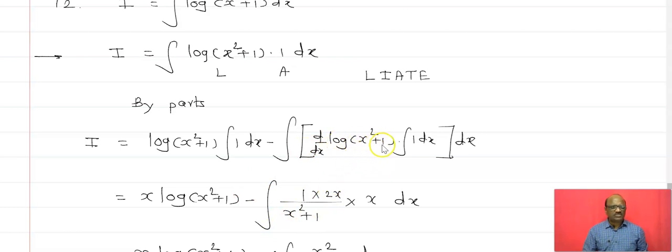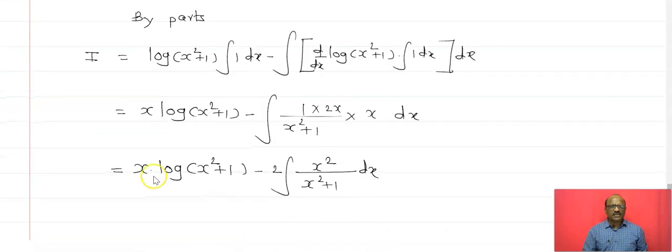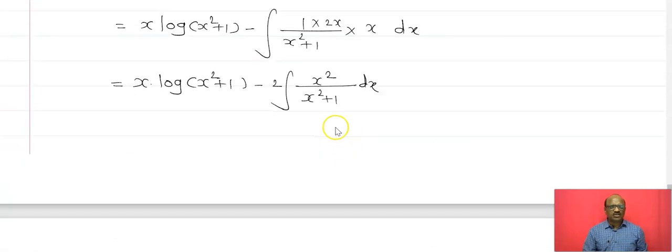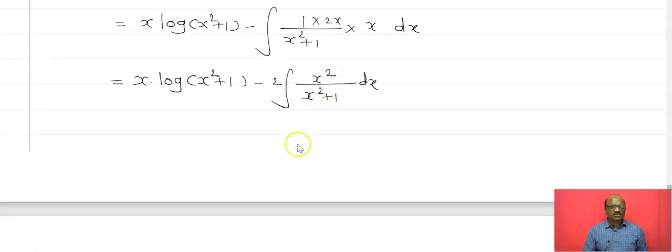That's a derivative, and the derivative of x square plus 1 is 2x. That is 1 upon x square plus 1 into 2x, into integral of 1 dx, which is x dx. Therefore x log of x square plus 1 minus 2 integral x square upon x square plus 1 dx. Now again, the integration of this, to solve this integral, that is x square upon x square plus 1.